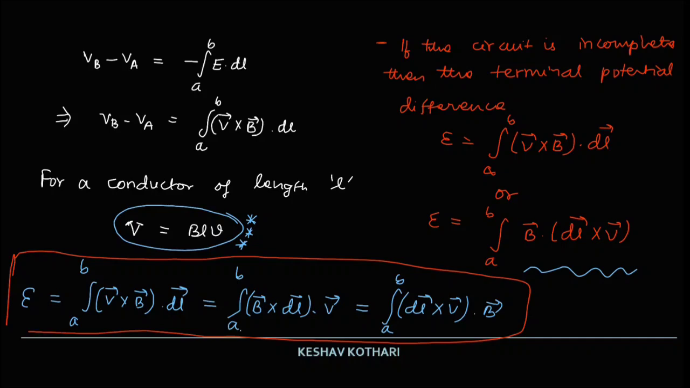We will end up getting the magnitude of EMF induced across the ends of the conductor as BLV, and hence it is important that V, B and dl, if any two of these become parallel or anti-parallel to each other, then the value of EMF induced will become 0. Or we can say that V, B and dl must be mutually perpendicular to each other for us to apply this equation of motional EMF, where the potential difference is equal to BLV.